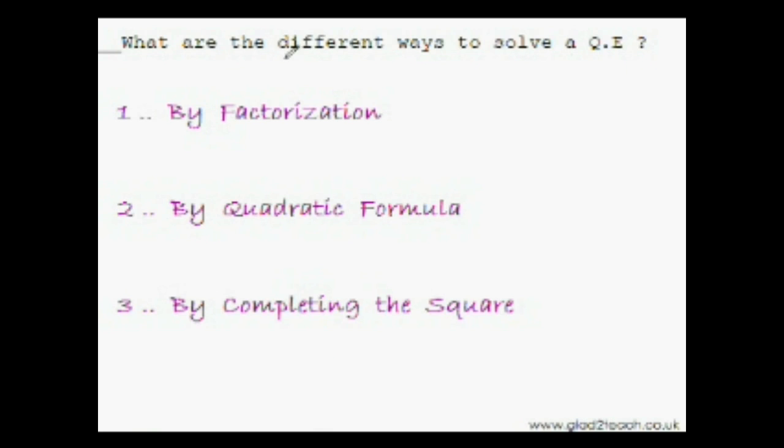Do you know what are the different ways to solve a quadratic equation? See, there can be many ways to solve a quadratic equation, but these are the most popular ones. First way is by factorization. That is, we try to break the quadratic equation as the product of its two factors. See, these are the two factors of a quadratic equation. And once we have the factors, we can easily find the roots as well.